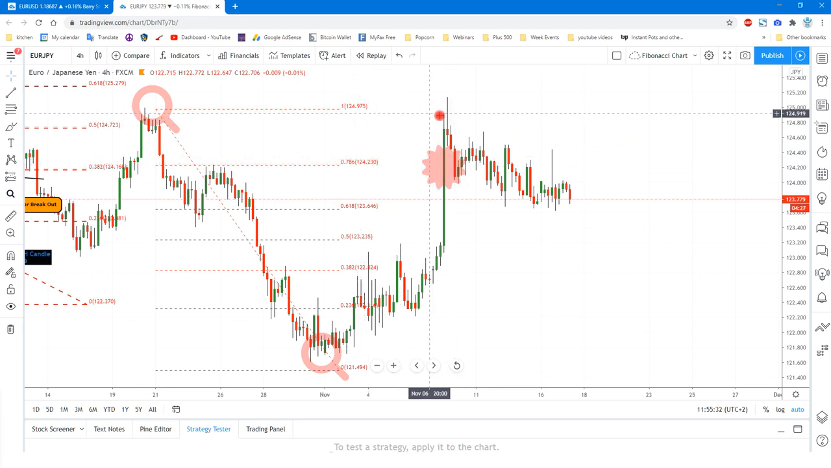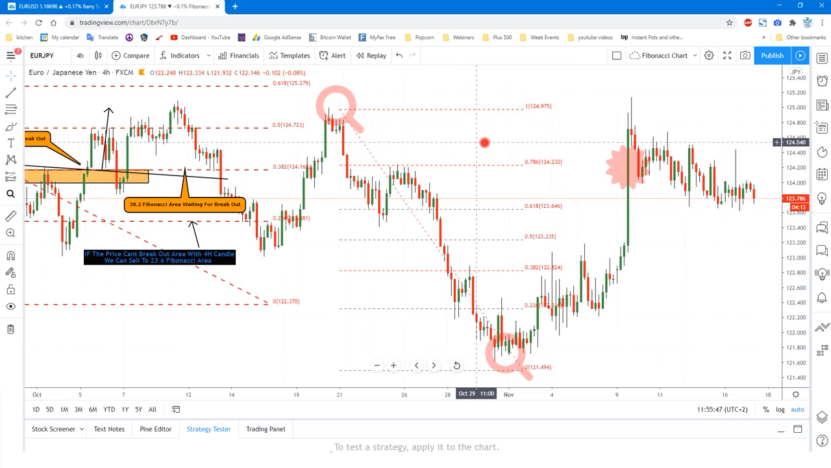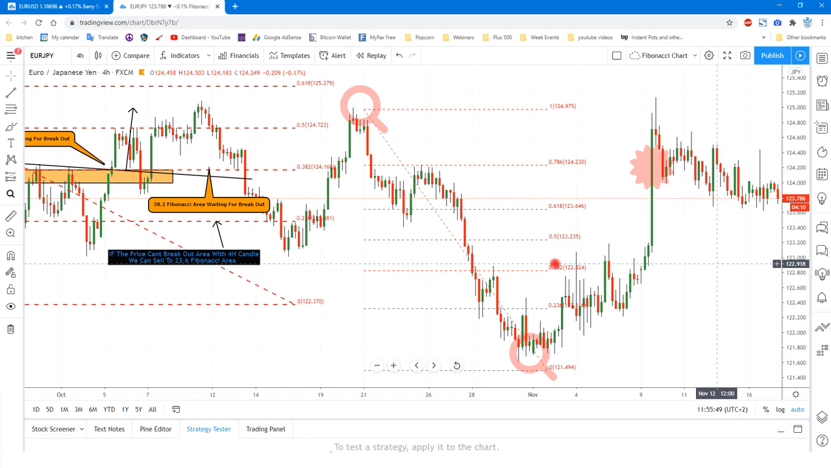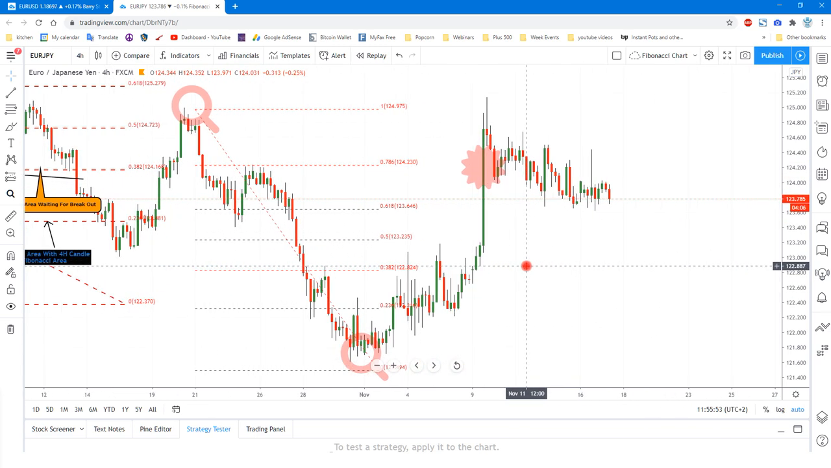Now we can see moving forward how important the 78.6% is. Prices moved all the way back and we got a big little jump here and a swing high. But look at how important the 78.6 and the 61.8 were in this move back up. Okay. But this is how we put them on our charts.